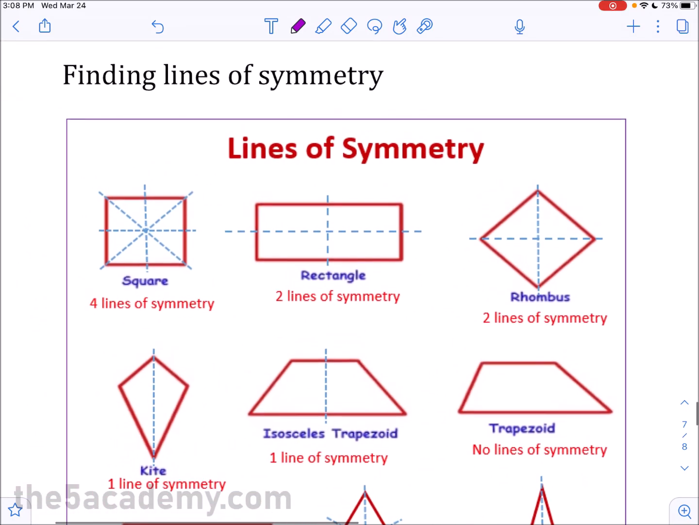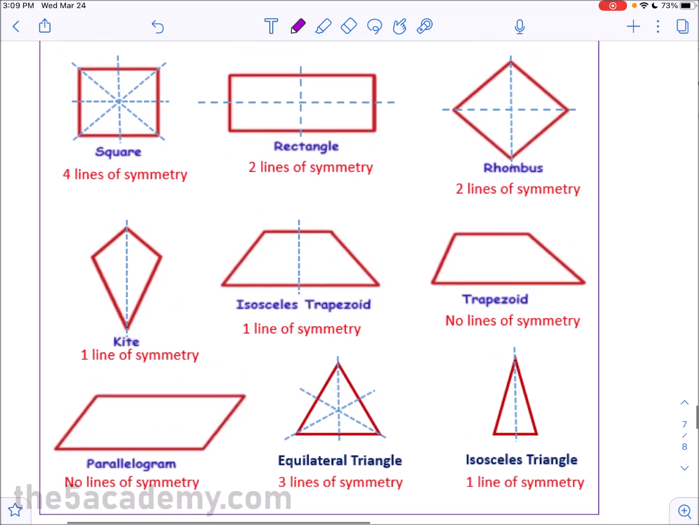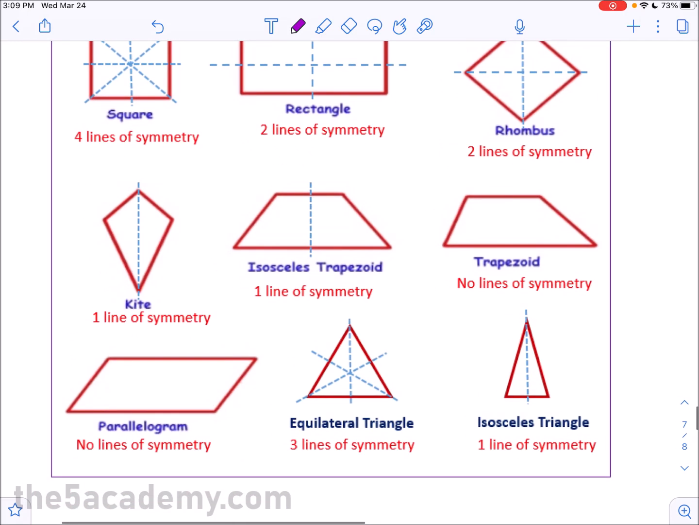Finding lines of symmetry. So this is all about practice, but there's only so many shapes. So as long as you're able to do this for at least a few shapes, you should be good. This is an image that I found on the internet from Online Math Learning, I believe it is.